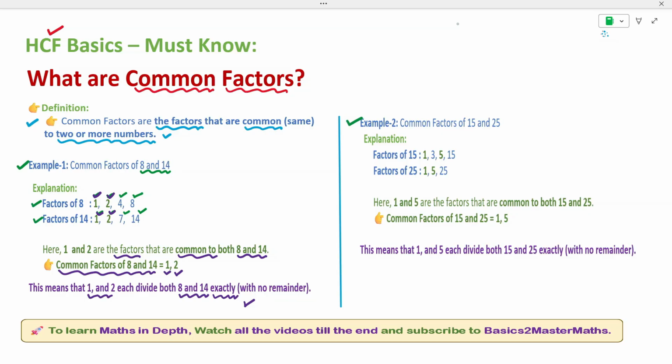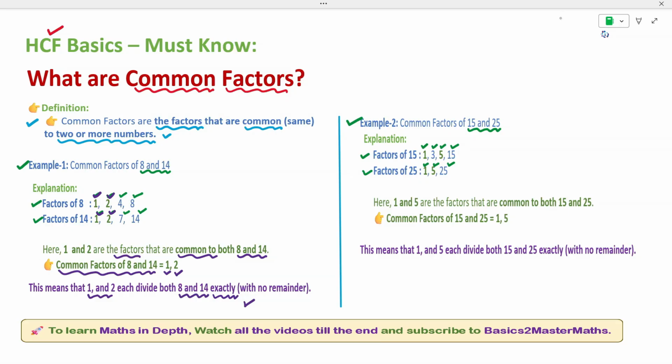Example 2. Common factors of 15 and 25. We know that factors of 15 are 1, 3, 5 and 15. Also, we know that factors of 25 are 1, 5 and 25.